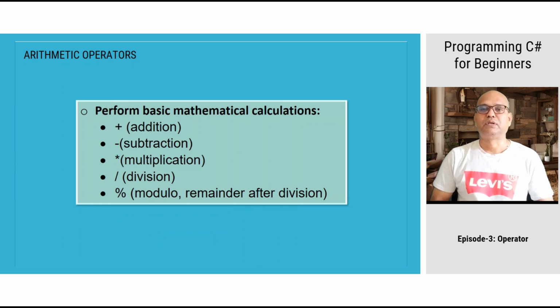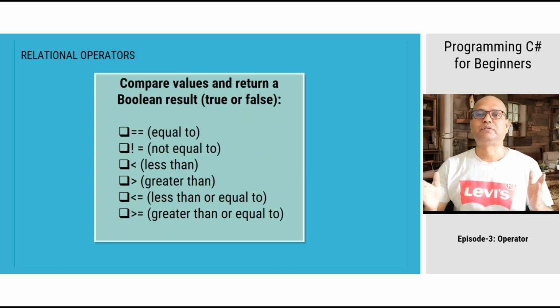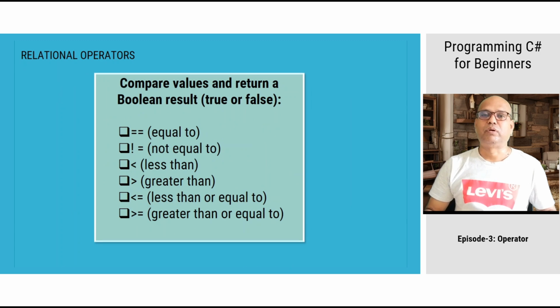Arithmetic operators. Arithmetic operators are used to perform basic mathematical calculations such as addition, subtraction, multiplication, division, and modulo, or remainder after division. Later I will show how it works in the Visual Studio 2022 lab class. Relational operators. Relational operators are basically comparison operators. They compare values and return a boolean result, true or false.